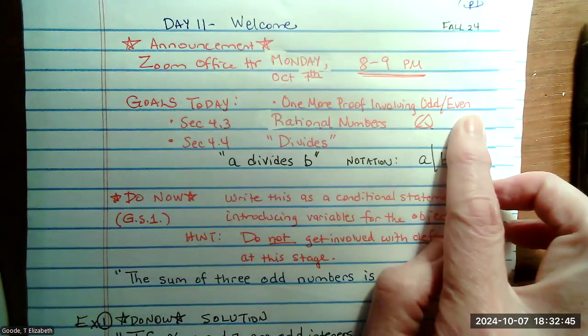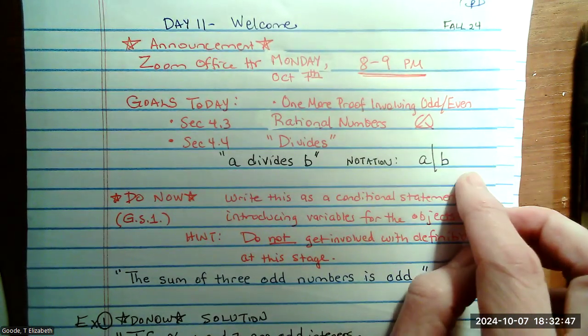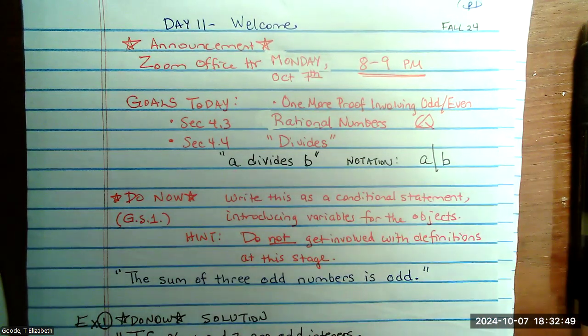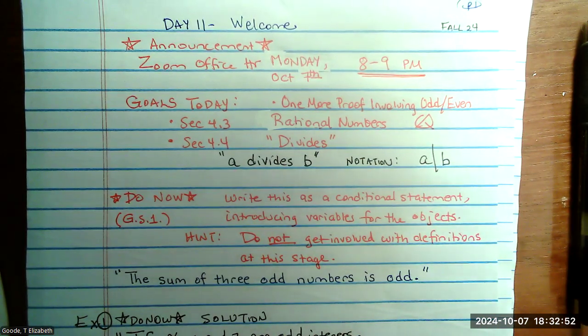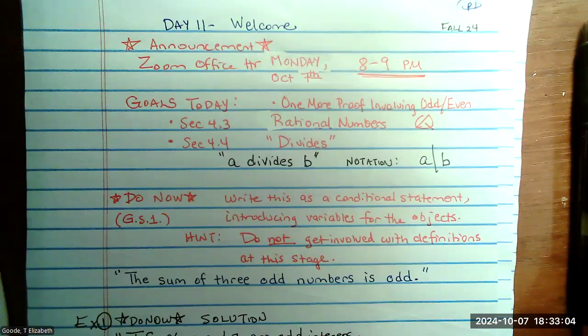Tonight, we're going to have one more proof involving the definitions of even and odd, just to make sure everybody feels comfortable. We haven't actually done a proof with the definition of odd, so let's do that. Then we're going to talk about the rational numbers, which is section 4.3, and we'll look at several proofs and a disproof in that section. And then we will start the section 4.4, which we will finish on Wednesday.